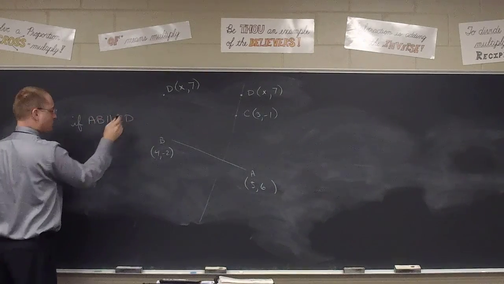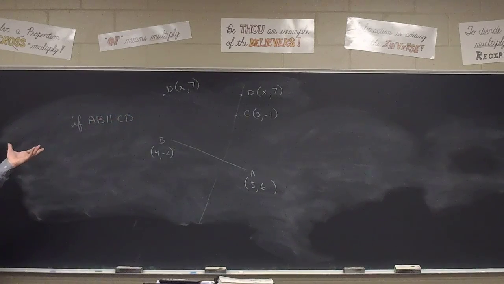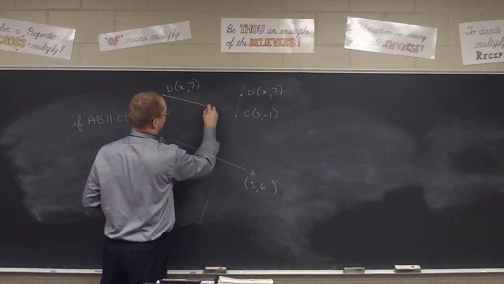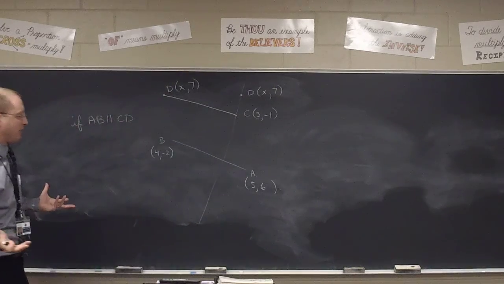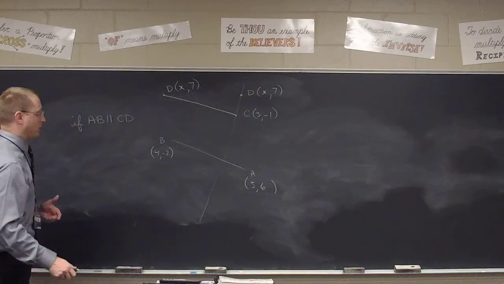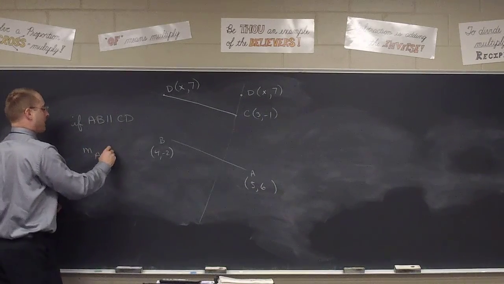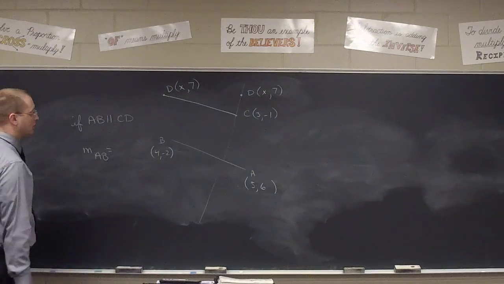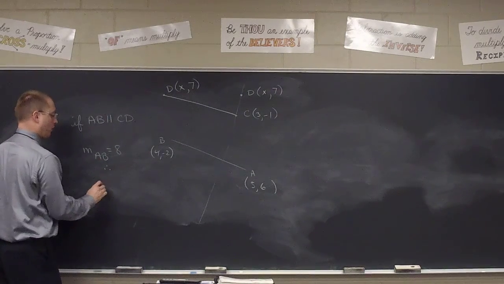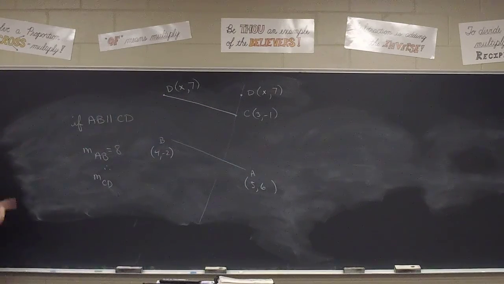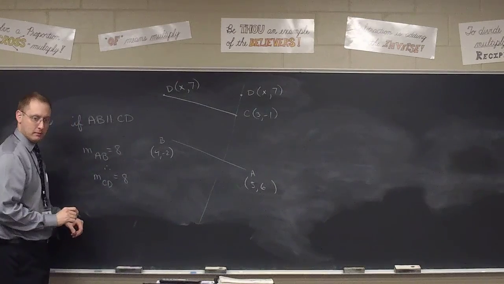AB is parallel to CD, well, anytime you see parallel, you've got to think same slope. I can only find the slope of one of my lines. Which of my two lines, AB or CD, can I actually find the slope of? AB. Why can't I find the slope of CD? Because I don't know the x value, right? But I know that the slope of AB is, find it, 8. So therefore, what must the slope of CD be? It must be a slope of 8.